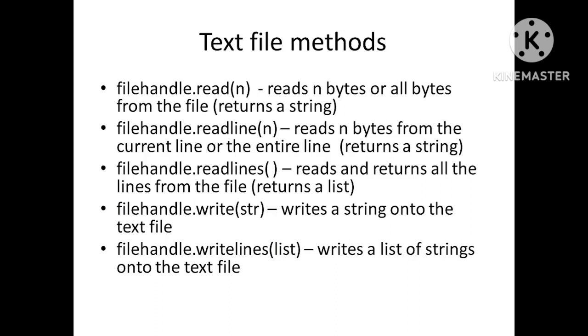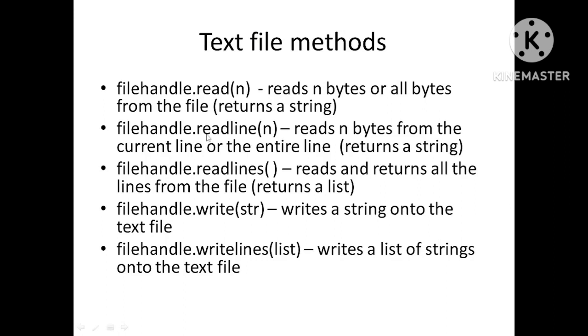You can use 3 methods: read, readline, and readlines to read data from a file. What are they used for? When you simply give file handle .read without any argument inside, just read open close bracket, it will read all the contents, the entire content of the file, in the form of a single string. If you give the number of bytes, say you give file handle .read(10), it will read only 10 bytes from the current position.